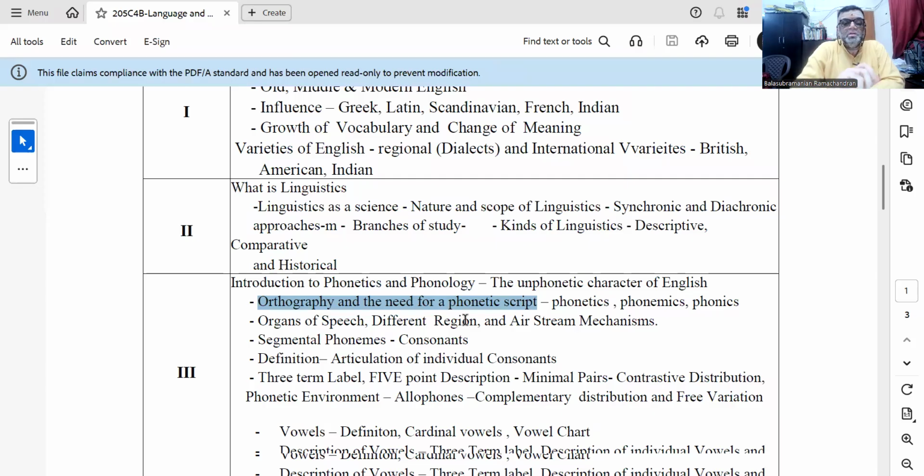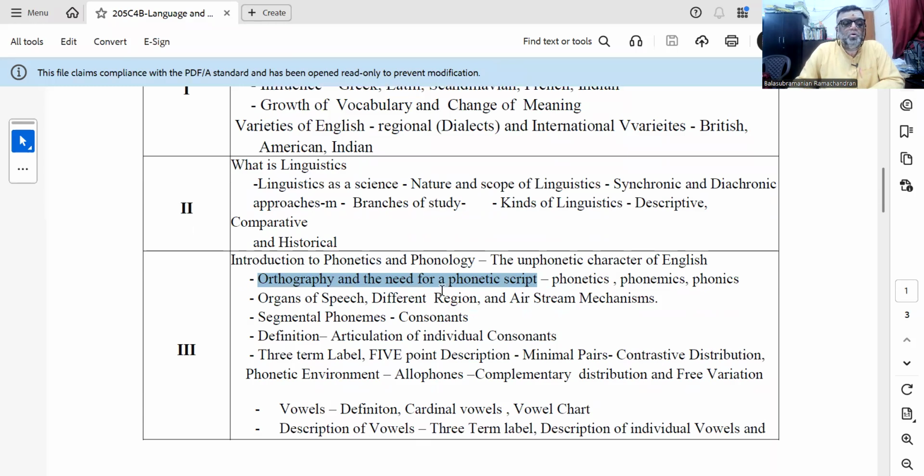This is the roadmap, the plan for the next 2 months. So what we'll be doing is we'll proceed through this. Let me share screen again. Let me come to Unit 3. So we covered the unphonetic character of English. We've looked at orthography and the need for a phonetic script. Then we look at organs of speech. As of now, we are looking at the vowel sounds and consonant sounds, and we're going to understand this thing completely.